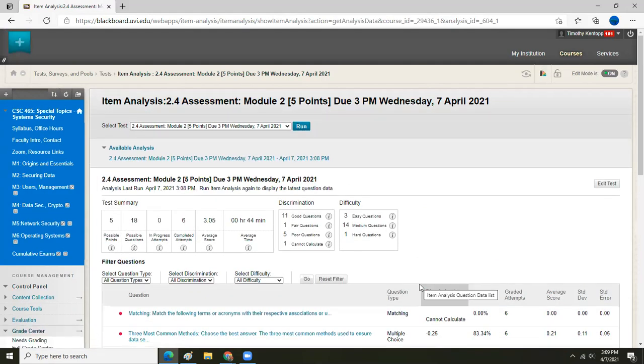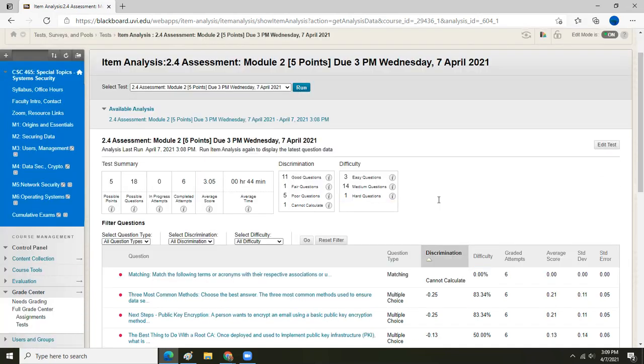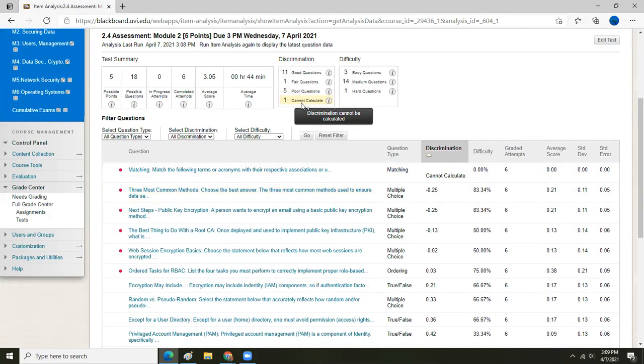There were 18 questions. 3 were considered easy, 14 were considered medium, and 1 was considered hard. The discrimination statistics don't account for mastery learning, so if it says poor or cannot calculate, it means that everybody knew something so well they all answered the same, or everybody got it wrong.